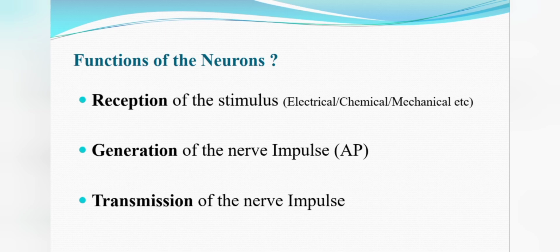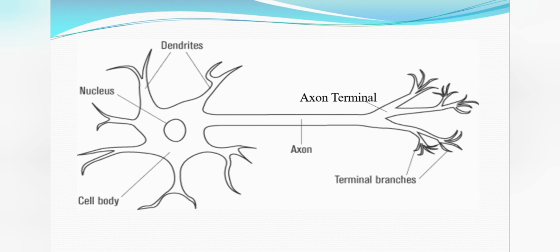So neurons receive the stimulus, then they generate the nerve impulse, which is also called action potential. It is basically a signal which is transmitted to the various parts of the body, and then they also transmit the nerve impulse or action potential. So these are the three basic functions of any neuron. I repeat, they receive the stimulus, then they generate the nerve impulse or action potential, and then they also transmit the nerve impulse.